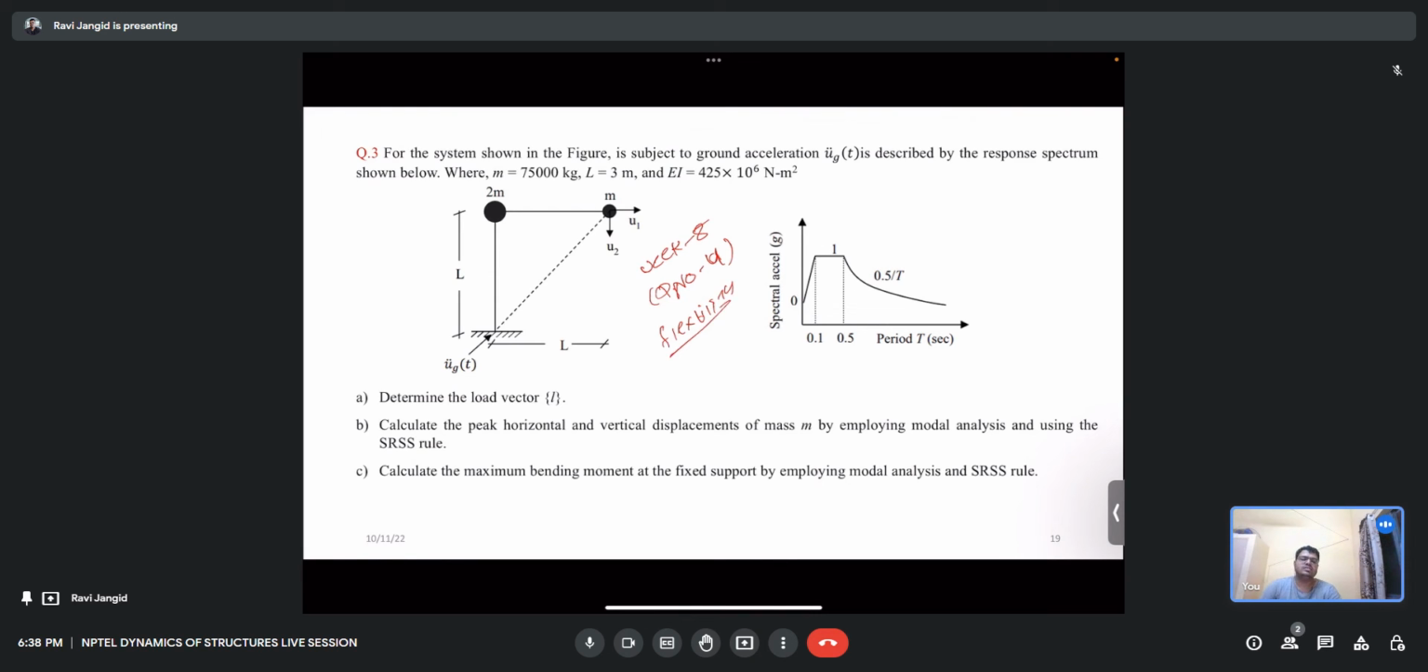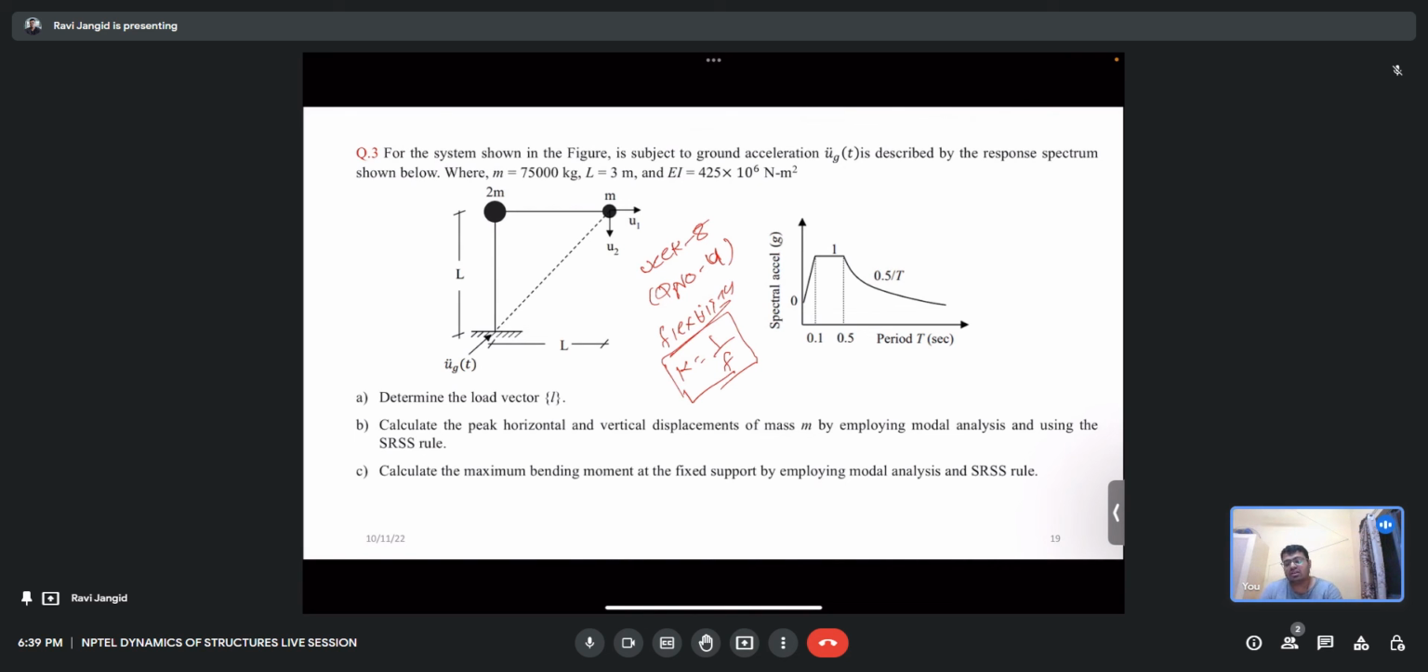So if you go through flexibility, if you know the flexibility matrix, then you can calculate the stiffness matrix, that will be the inverse of the flexibility matrix. Okay, the stiffness matrix is the inverse of the flexibility matrix, and the mass matrix we have calculated here. So after getting the mass matrix and the flexibility matrix, we can calculate our mode shapes, modal frequencies, and then we can find out the load vector.